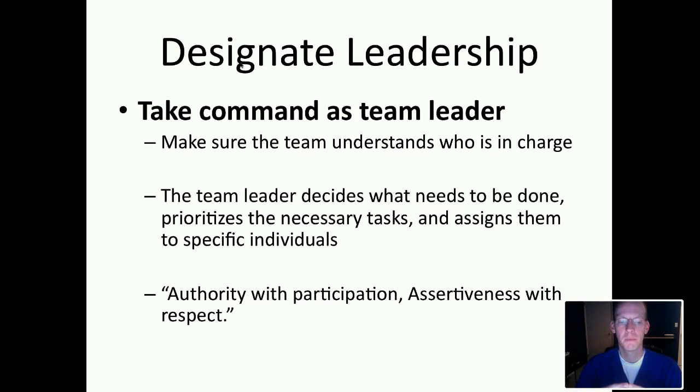There's a statement: authority with participation and assertiveness with respect. The idea is that you're the leader, but you need everyone to assist you in this. Often in a crisis, I will say, I'm the leader, but I need everyone to help me run this event. Your input is vital. Please feel free to contribute to this crisis so we can make the best outcome for the patient.